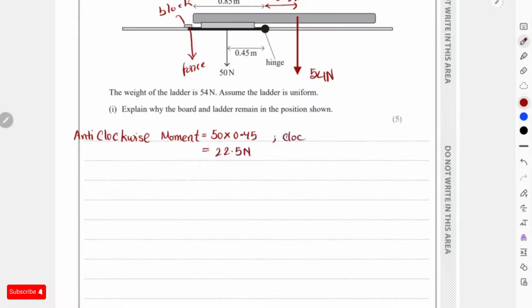And then again for the clockwise moment, you have 54 multiplied with 0.5, and that is going to be 27 Newton meter. So these are the values of your moments. We can clearly say that the clockwise moment is certainly greater than your anti-clockwise moment. This is where I have to explain that the block also provides a downward force, which adds to your anti-clockwise moment and eventually makes it equal to your clockwise moment, so that they all get balanced out, the total moment would be zero, and overall the object will remain in equilibrium.